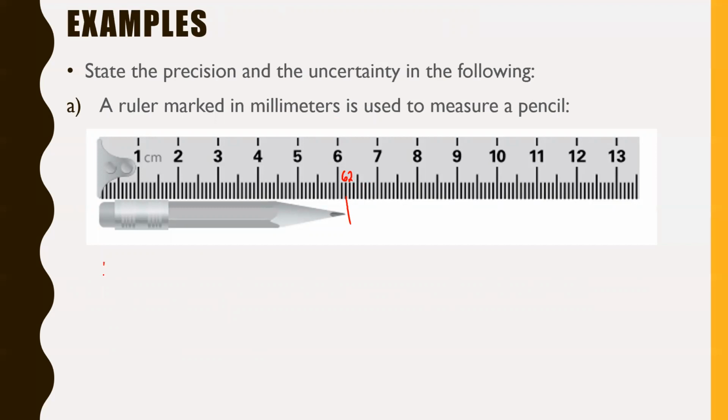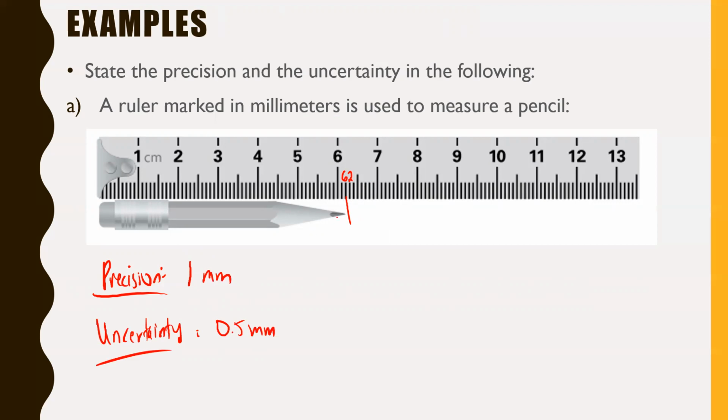But in terms of your precision, remember, precision is the smallest unit of measurement on whatever measuring device you used. The smallest unit of measurement here is to the nearest millimeter. So your precision is 1 millimeter. And therefore your uncertainty is half of that. So your uncertainty is 0.5 millimeters.